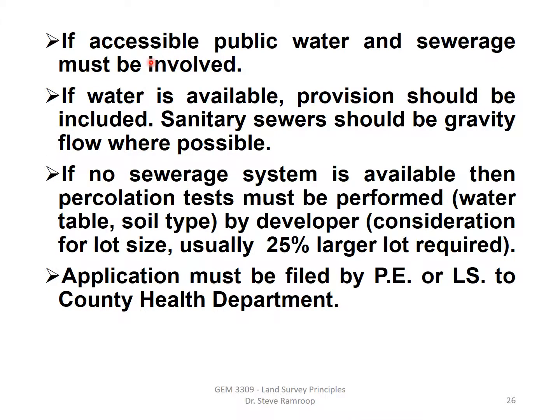If accessible public water and sewer must be involved, that should also be included. Your public water distribution systems and sewer networks need to be also included in subdivisions and get the necessary approval. If water is available, provisions should be included. Sanitary sewer should be gravity flow.